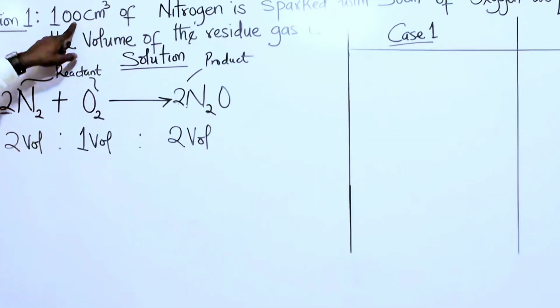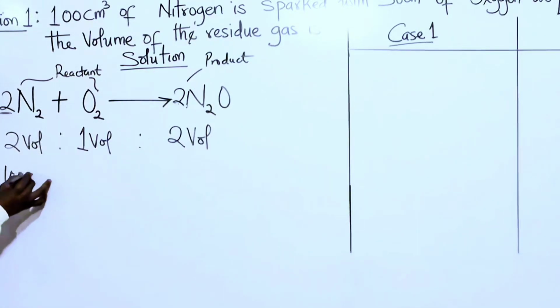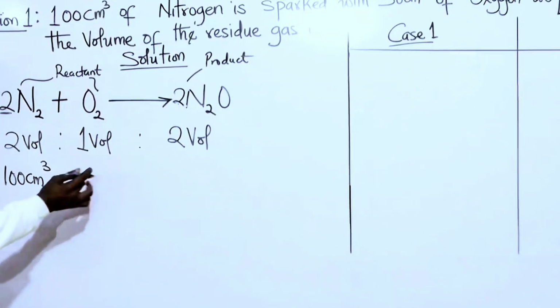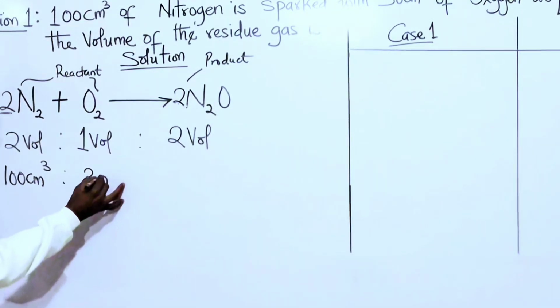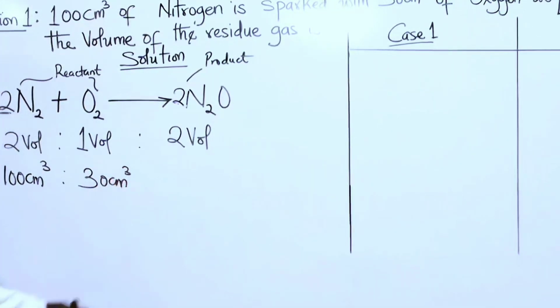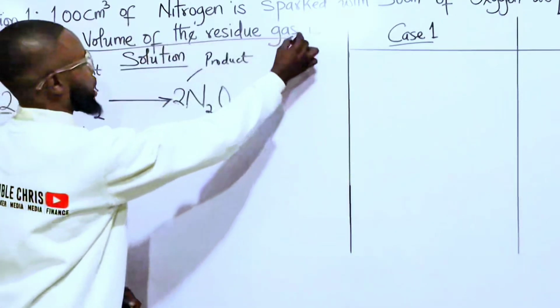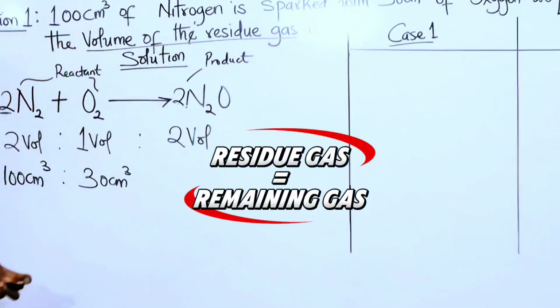It said 100 cm cube of nitrogen. So before the spark, we had 100 cm cube of nitrogen here. Before spark, that's BS. Before spark, we had 100 cm cube of nitrogen. It sparked with 30 cm cube of oxygen. Here we have 30 cm cube of oxygen. We're looking for the volume of the residue gas. It's very simple. The residue gas means the remaining gas.